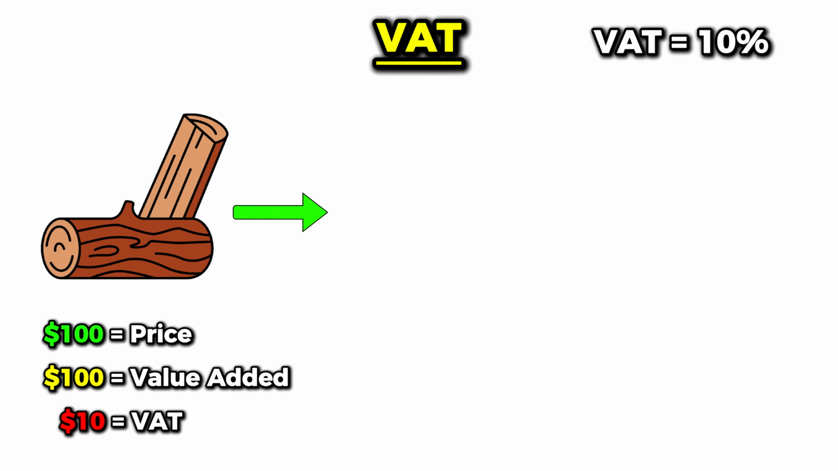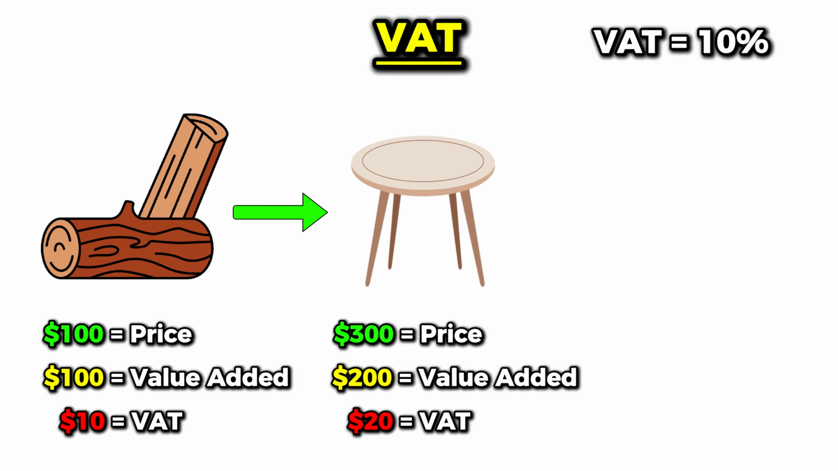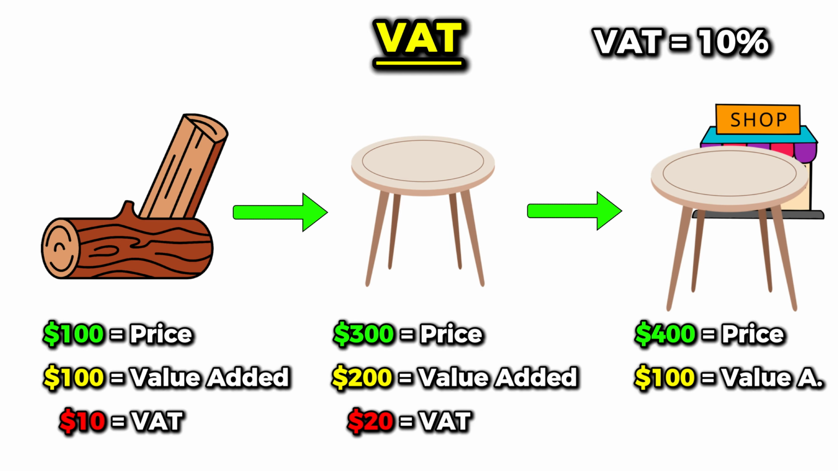On the next step, the manufacturer turns that wood into a table and sells it to a furniture store for $300 before tax. Since the manufacturer sells the table at $200 more than he bought it, the value-added part is $200, and so the VAT that goes to the government is $20. Finally, the furniture store sells the finished table to a customer for $400. Because the furniture store added $100 in value and the VAT rate is still 10%, $10 will go back to the government. And so, as you can see, in total the government will have collected $40 in taxes in this process.